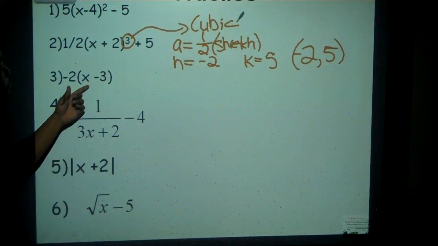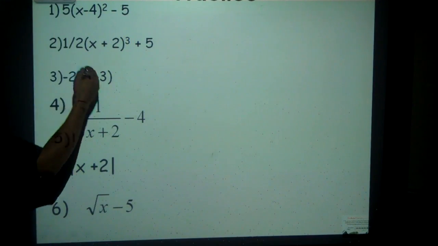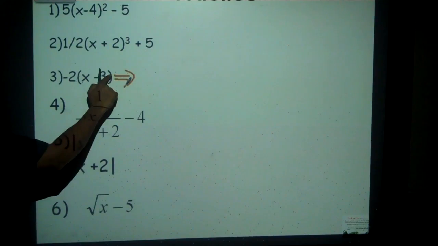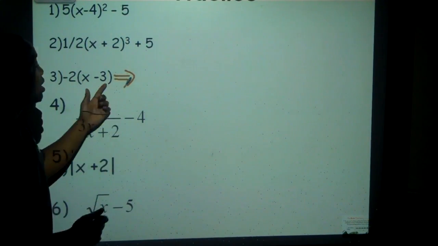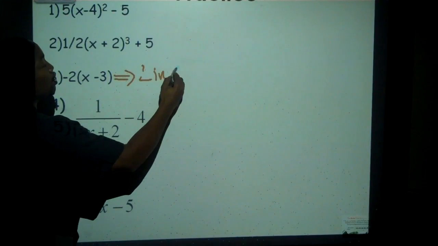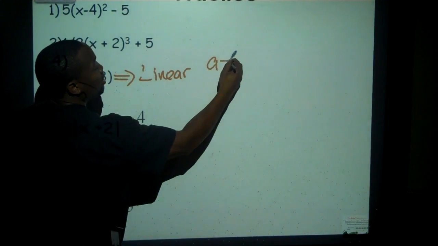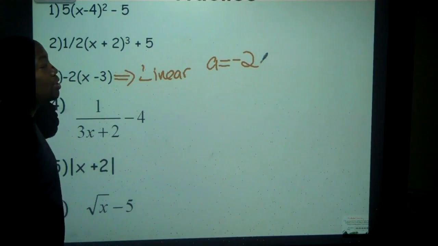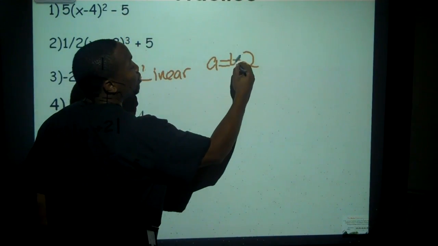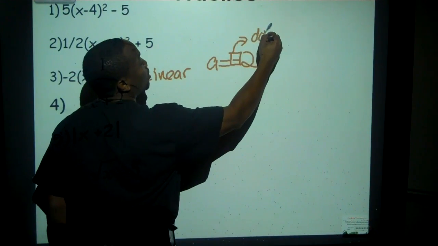Alright? Now our next graph. Our next graph doesn't have any exponents in this situation. So if it doesn't have an exponent, then it's going to be linear. Now what's my A in the situation? The A in the situation is going to be a -2. Now because it's -2, I look at this negative. This tells me that it faces down.